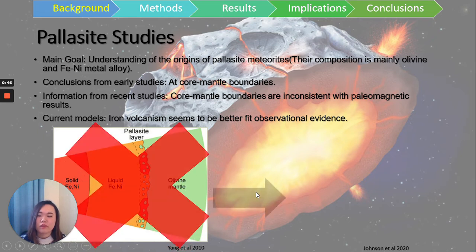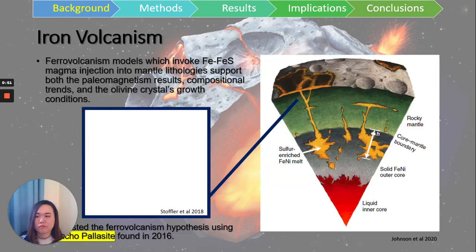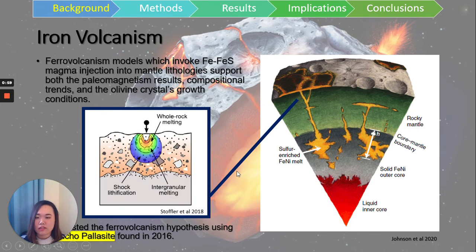Therefore, people are looking more into the iron volcanism theory for the origins. Here is how iron volcanism might work. When the planet-planet collision happened, the impact was so high that it melted the rocks down to the mantle, as well as further into the planetesimal. It created the FeS-rich magmatism so that it could produce the volcanic eruption.